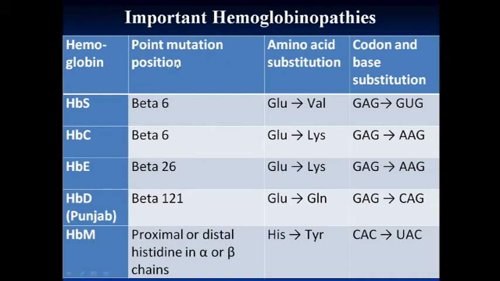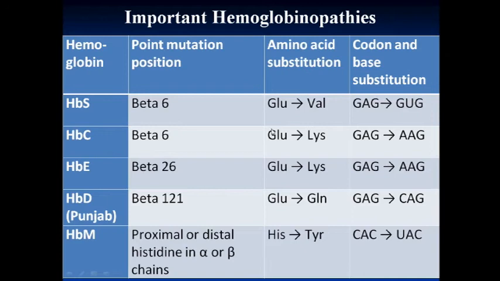The point mutation positions are at position 6 of the beta chain, position 26 of the beta chain, and position 121 of the beta chain. In the case of hemoglobin M, the proximal and distal histidine in the alpha and beta chains are replaced by other amino acids, which generates this type of hemoglobin.